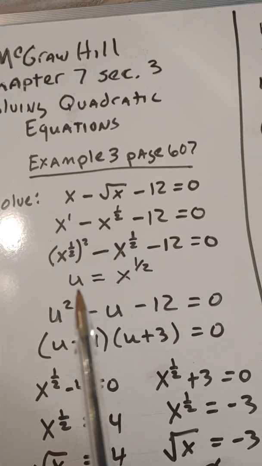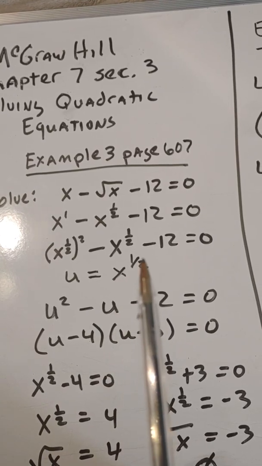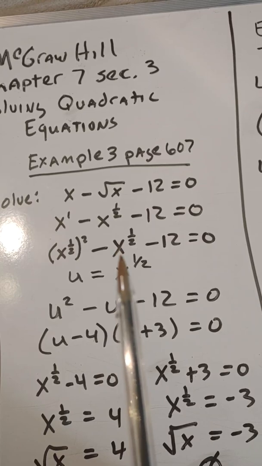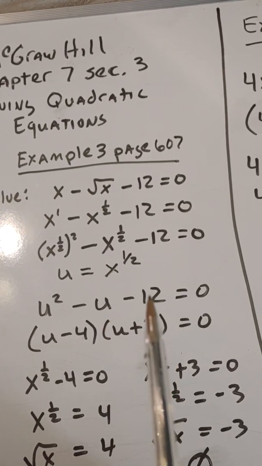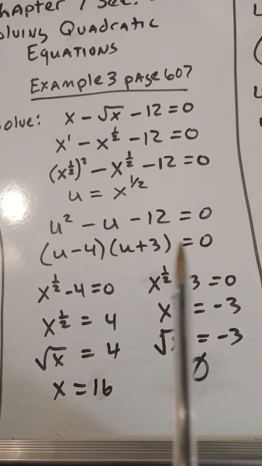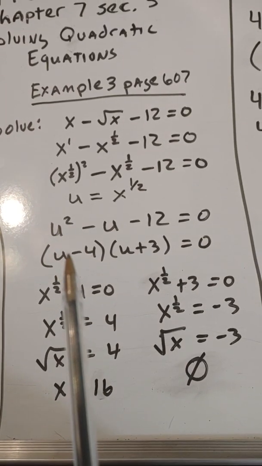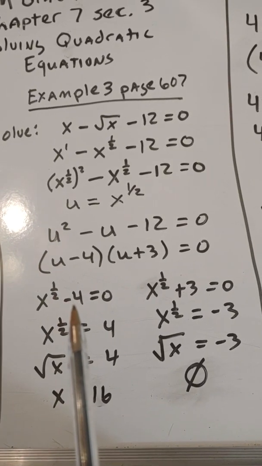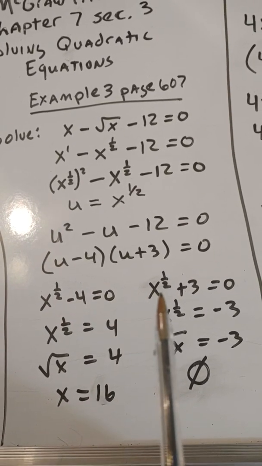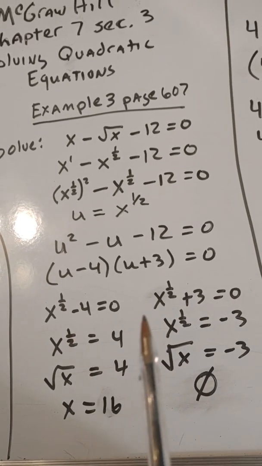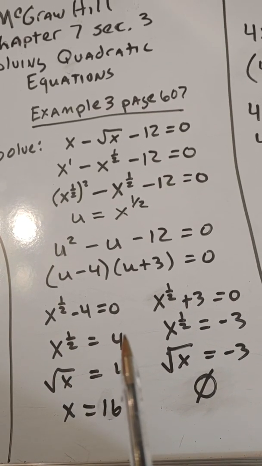So what we're going to do is make u = x^(1/2). So this becomes u². This becomes u − 12. This factors into (u − 4)(u + 3). Substitute back in for u, x^(1/2). We get x^(1/2) − 4 = 0. x^(1/2) + 3 = 0. Add the 4 over, we get x^(1/2) = 4.